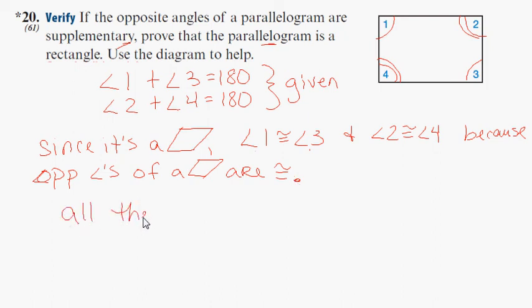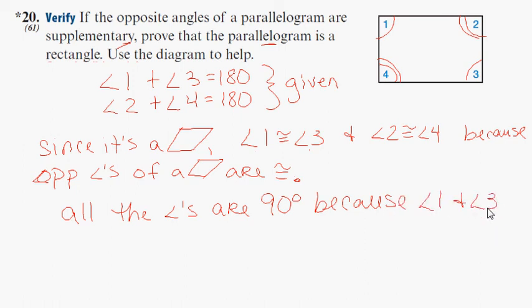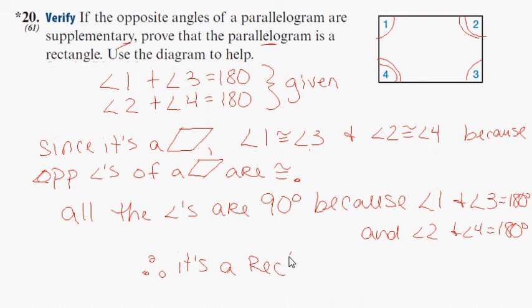All the angles are 90 degrees because angle 1 and angle 3 equal 180 degrees, and angle 2 and angle 4 equal 180 degrees. So if the angles are equal and add up to 180 degrees, no question they have to be 90 degrees. Therefore, it's a rectangle. And you can just add little symbols to your sketch now. That's it.